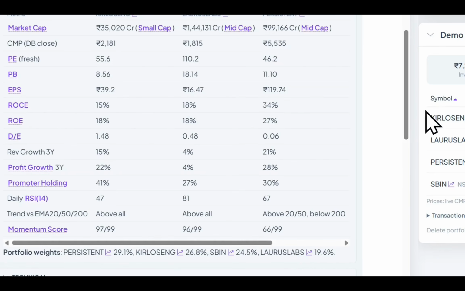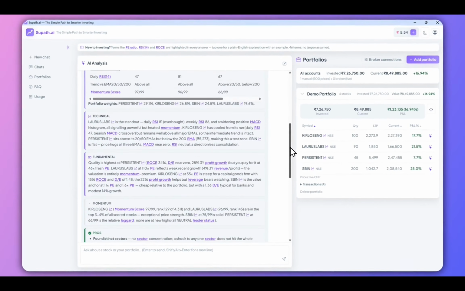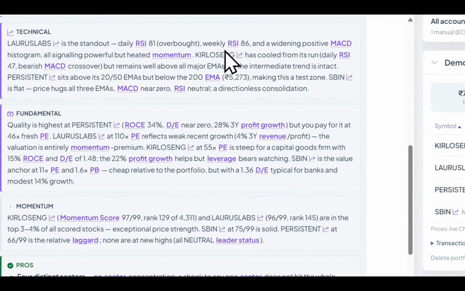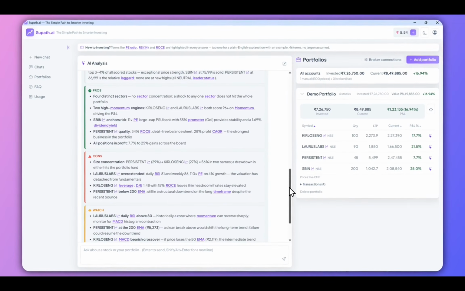Then 3 readings. Technical, where each stock sits against its moving averages and what RSI and MACD are saying. Fundamental: quality set against what you are paying for it. And momentum, where each name ranks among all 4,300 scored stocks. Then pros, cons, and things to watch.